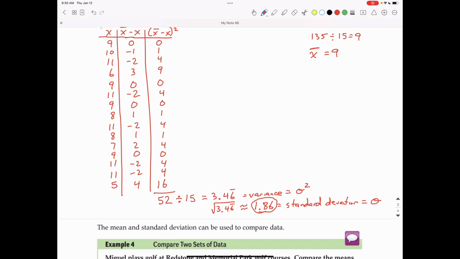So a high standard deviation indicates that the data is spread out very widely. A low standard deviation means it's very close to the mean. And I think you could say this one's pretty close to the mean. I think there's only a couple of numbers that stray more than 2 points away from the mean. You've got a 6 and a 5, but all the numbers are pretty close to the mean, 9. So we would consider this to be a low standard deviation.